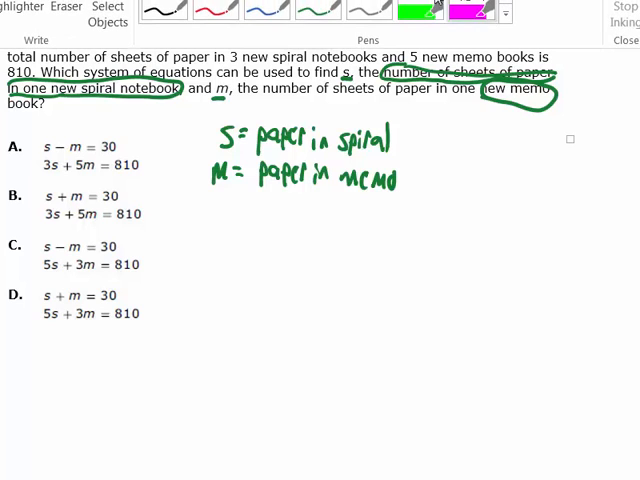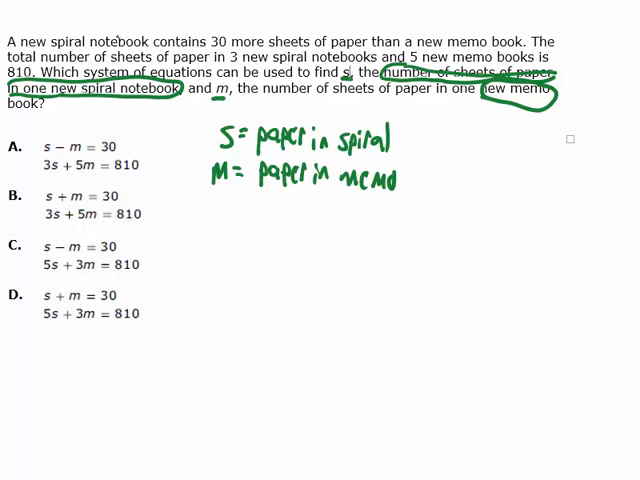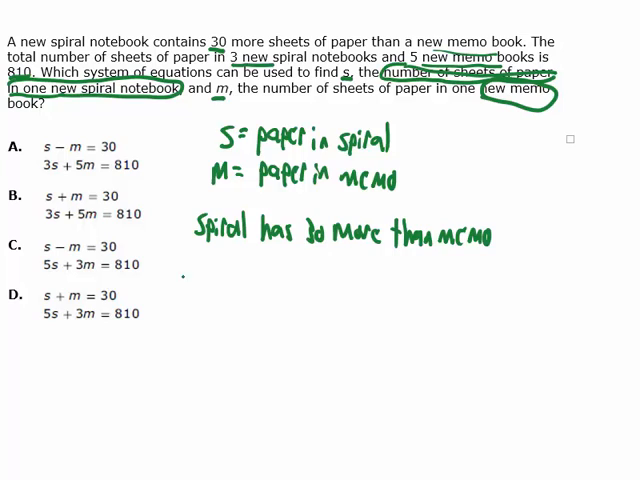Now we're also going to go through and start reading through the problem and see what we can find out. So a new spiral notebook contains 30 more sheets of paper than a new memo book. So we know a spiral has 30 more than memo. We also know that the total number of sheets of paper in 3 spiral and 5 memo is 810. So 3 spiral plus 5 memo equals 810 pages total.